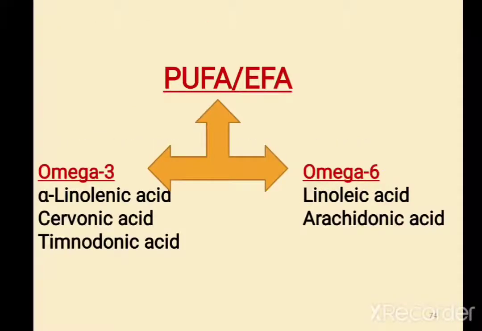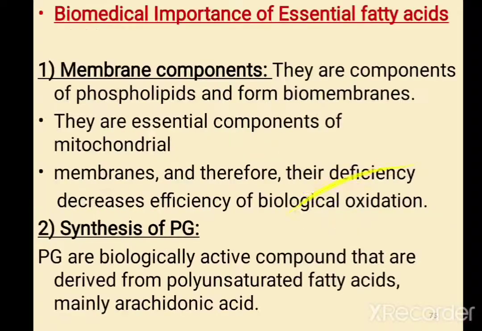So this is the classification of polyunsaturated fatty acid or essential fatty acid. We can classify essential fatty acids into omega 3 fatty acid and omega 6 fatty acid. The examples for omega 3 fatty acids are alpha linolenic acid, cervonic acid, and timnodonic acid. And for omega 6 fatty acid, the examples are linoleic acid and arachidonic acid. And arachidonic acid is the precursor molecule for the formation of prostaglandin.